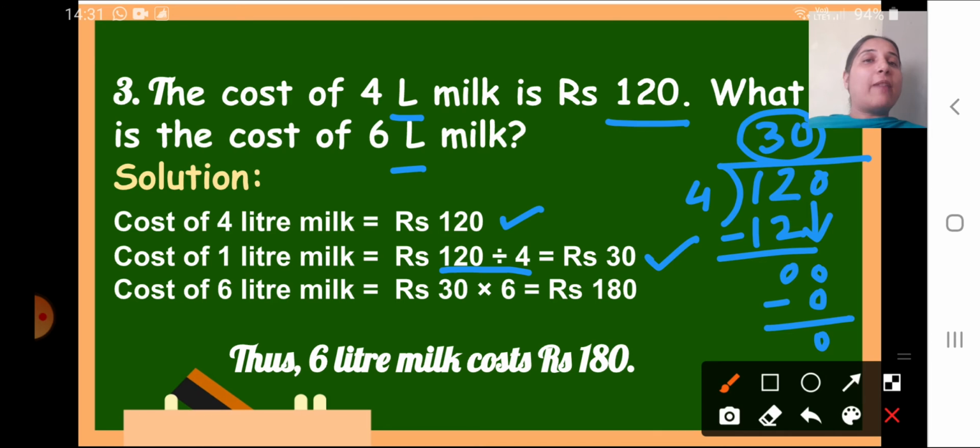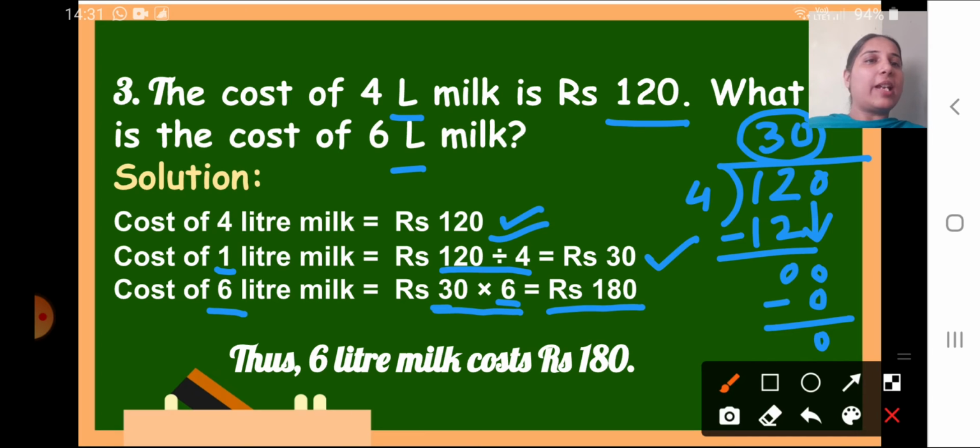Okay. Now we have to find the cost of 6-liter milk. So that 6-liter milk is more. So what will we do? We will multiply. Okay. You remember when we have to find the value for 1, then what do we do? We divide. And when we have to find the value for more, then what do we do? We multiply. So now we will multiply to get the cost of 6-liter of milk. So when we multiply rupees 30 by 6, what will we get? Rupees 180.